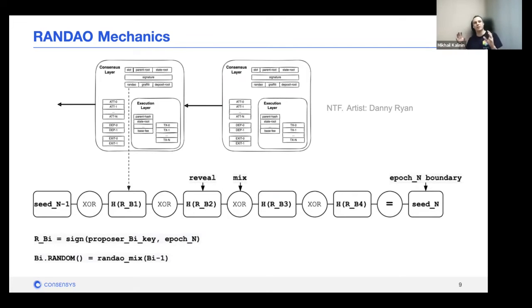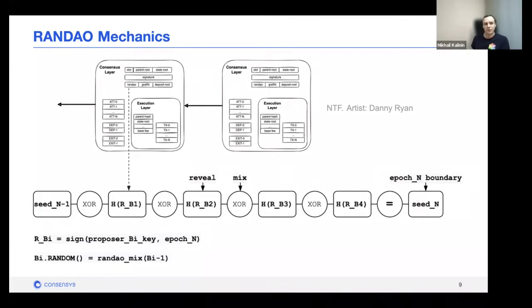And all these XORs and the RANDAO mix is the output of the verifiable random function. So literally from the very beginning, from Genesis, it can be verified. All these RANDAO mixes, if you know all the validator sets up till that time.